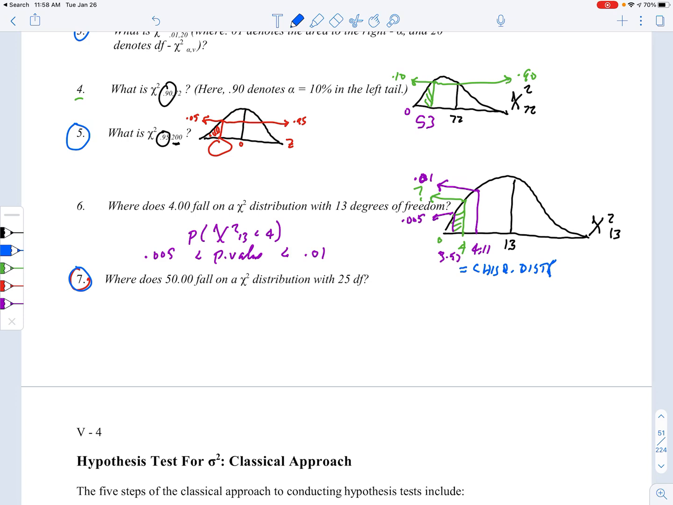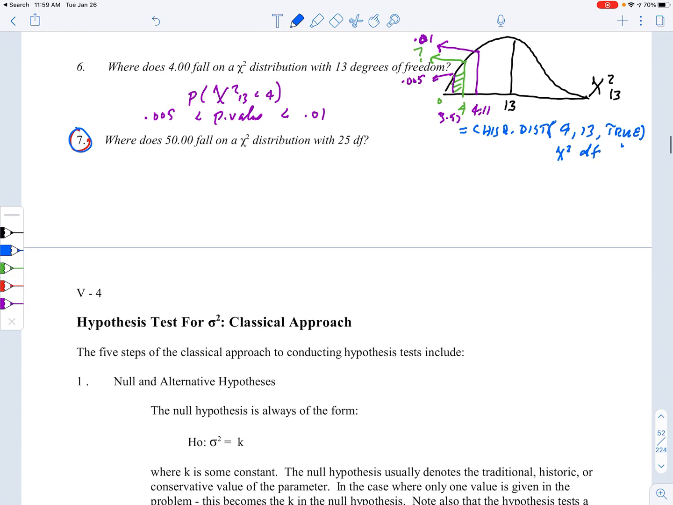But here you put in the chi-square value, which is 4, and then 13, and then you need to put in this true, which is kind of goofy. So this is your chi-square value, this is your degrees of freedom, and then you always put in a true. When you go up, you'll use an RT there, and then you don't need a true. So it's just kind of goofy that way. So that's the first thing I want to show you.